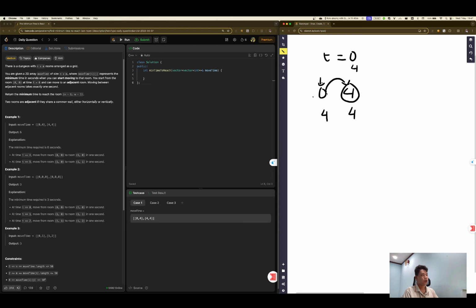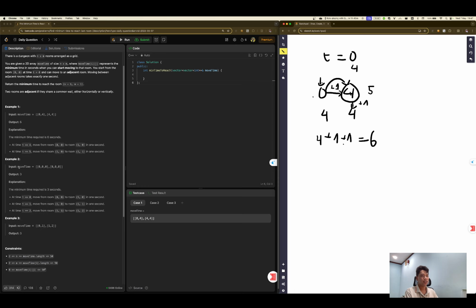And when you go from a room to another room, it costs you exactly 1 second. So the moment you enter this room, that costs you five seconds. Then you go to this, which is the target. So the total is 4 plus 1 plus 1: you wait 4 seconds, then go from the beginning room to this room, and then go to the destination. So the minimum time required is 6 seconds.